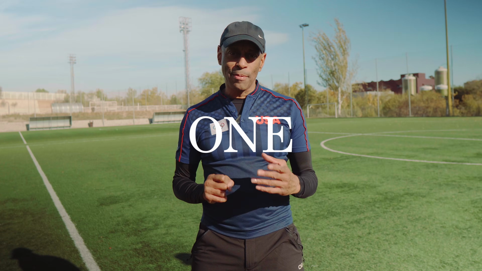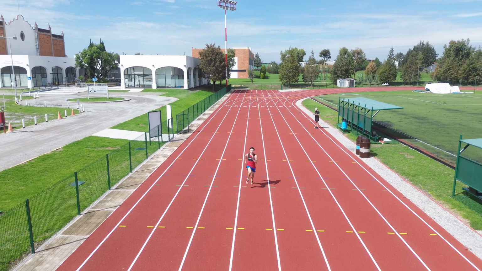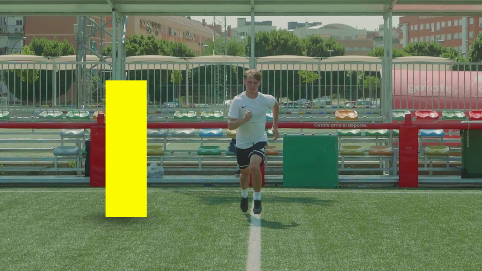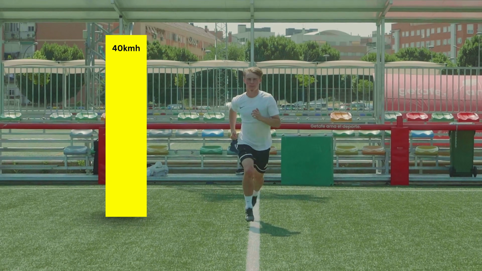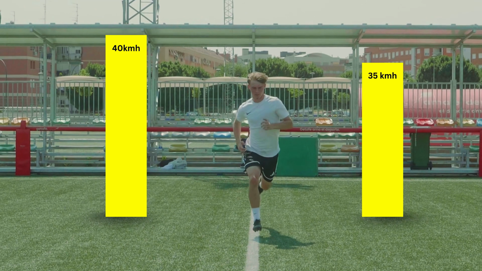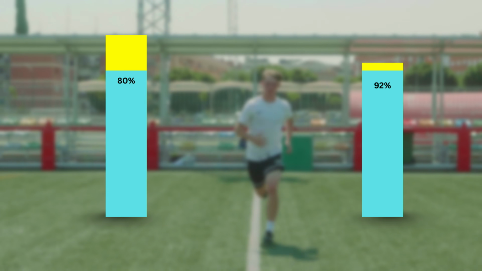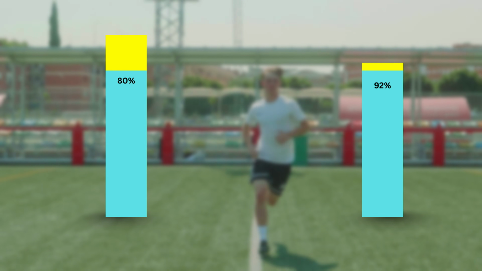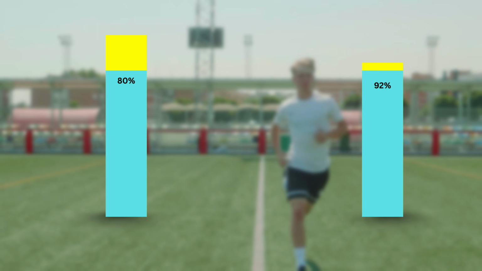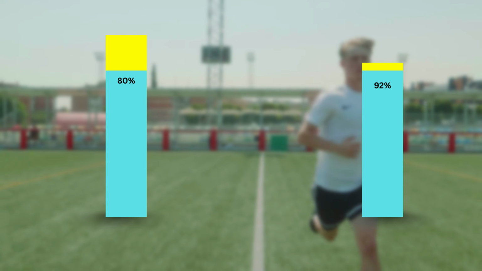Number 1, top speed. Top speed is the maximum velocity that you can reach in a sprint. For example, if you can run at 40 kilometers per hour, and that's your max velocity, and someone else's max velocity is 35 kilometers per hour, if you run at 80% of your max velocity, they'll be running at 92% of their max velocity to keep up with you. So who's gonna be tired at the end is the person that's not as fast.